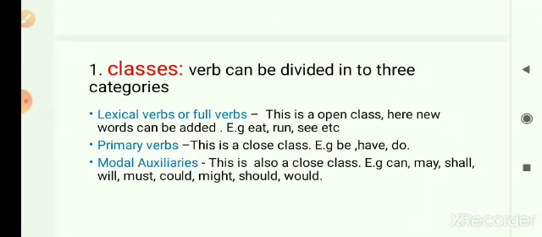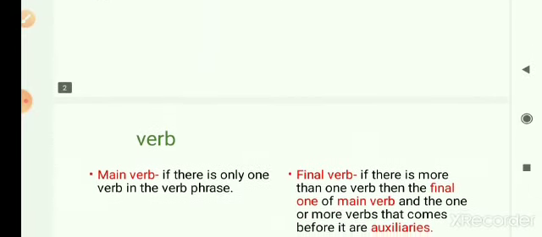Lexical verb or full verb acts as a main verb. Primary verb acts as a main verb as well as a modal auxiliary, or in other words it also acts as a helping verb. Whereas modal auxiliary has only one role: it acts as a helping verb. Now let us look into the next verb.